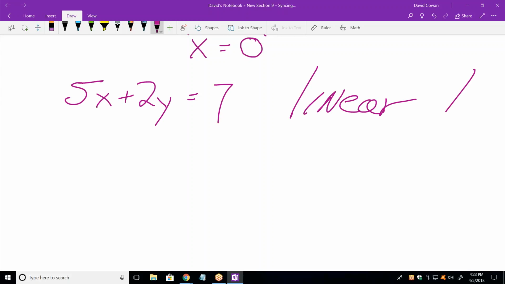Oh, yeah. And I know that instantly because I see 1x, I see 1y, nothing is squared.